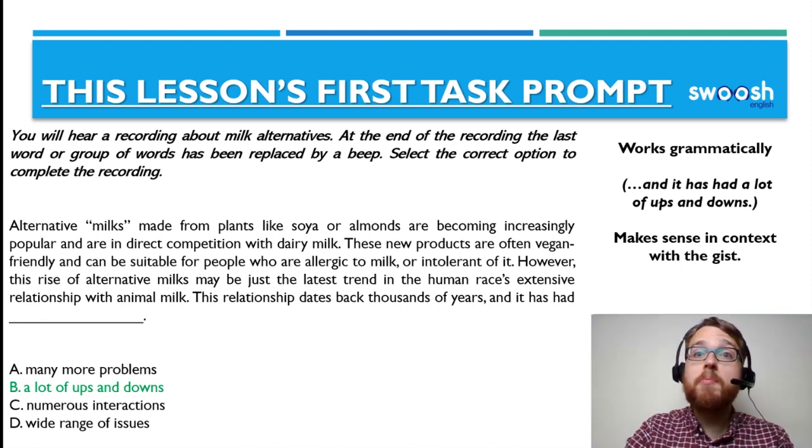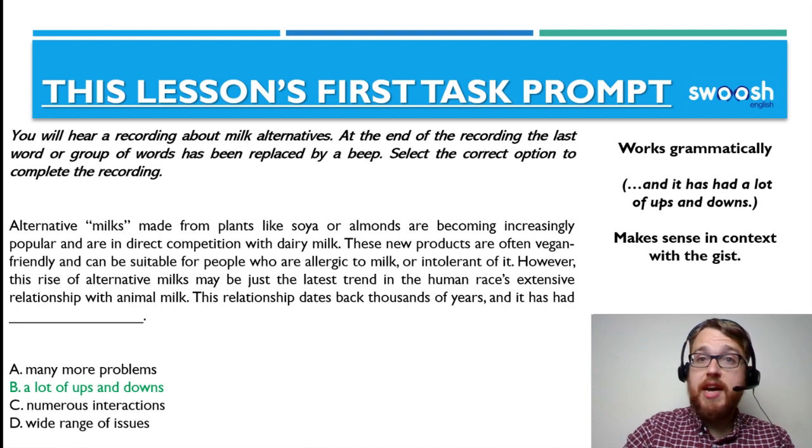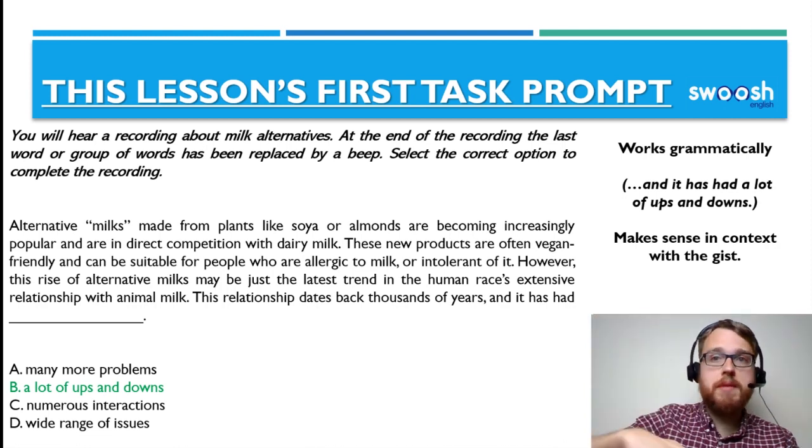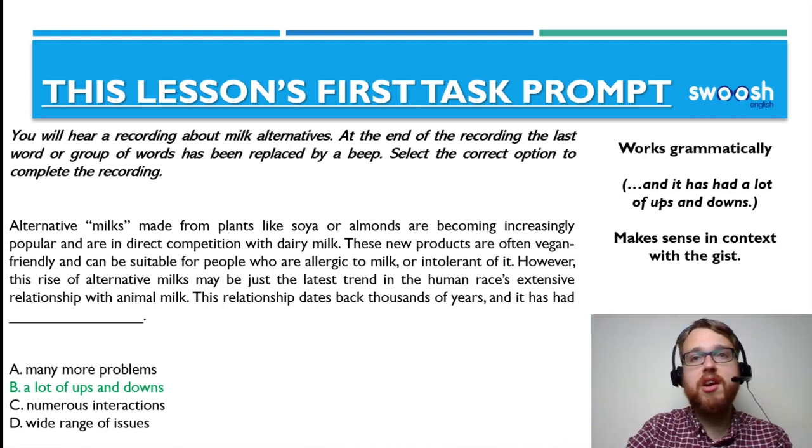It also makes sense in context with the gist. Obviously, we're talking about the problems that people have had with the use of milk throughout thousands of years. It has a lot of ups and downs. There's been great moments and there has been bad moments. So it works grammatically and in context with the listening.